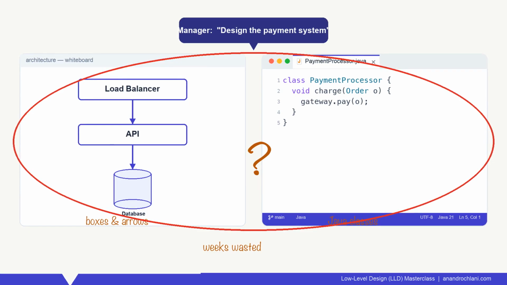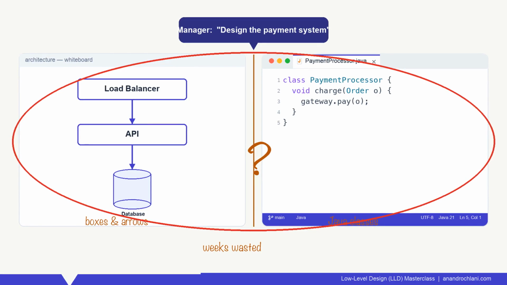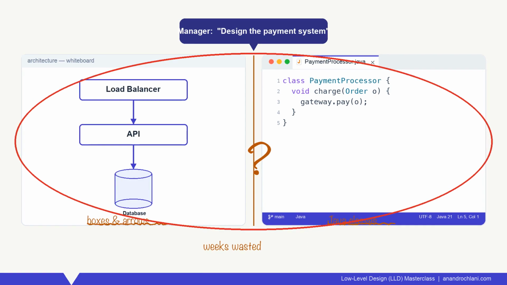Most developers do not know where the line is between big picture design and code level design. By the end of this lesson, you will know exactly when to draw boxes and when to write classes.